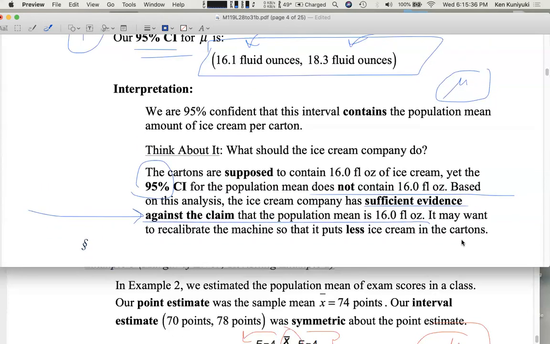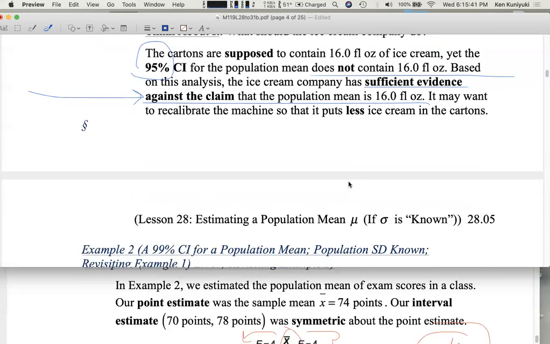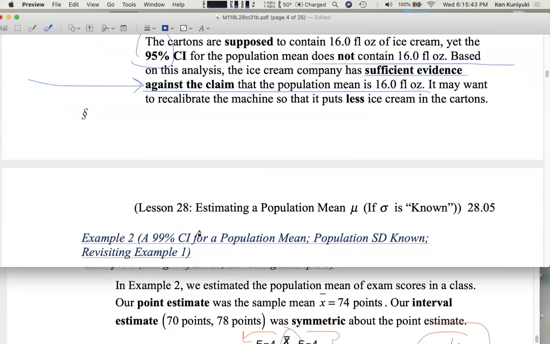Next up, what if instead of a 95% confidence interval, we do a 99% confidence interval? And think about it. How will this be different? Next time.